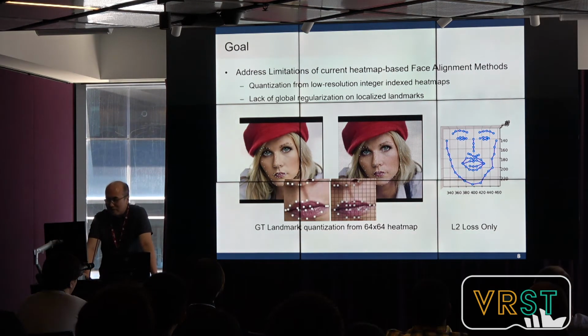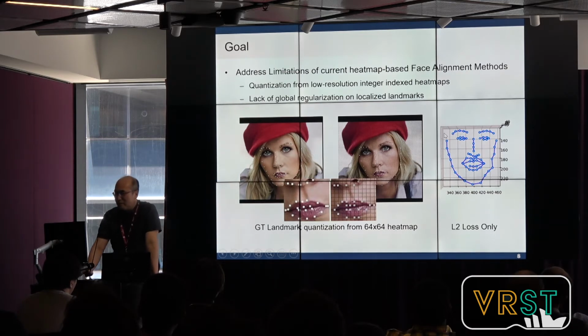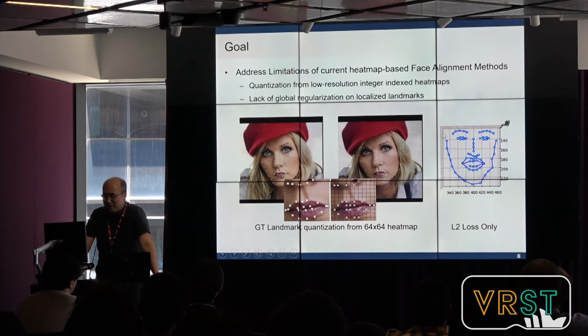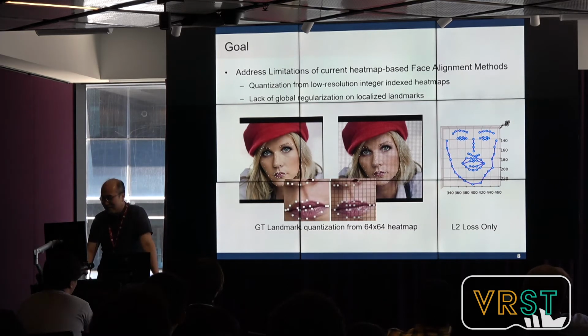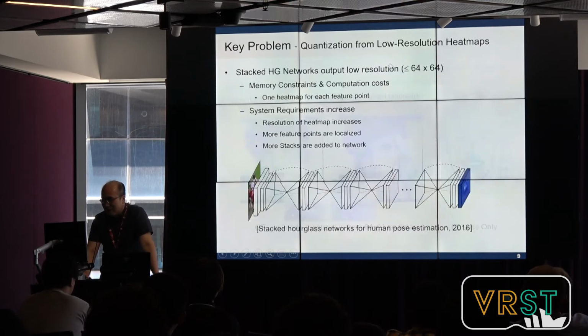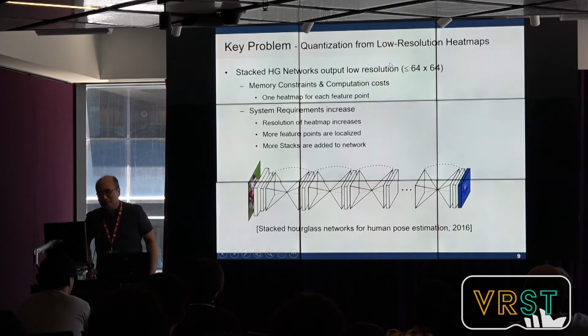Another limitation of the current method is that it doesn't have any global regularization. That means all these landmarks are estimated independently, without considering the coherence with other landmark positions. Yeah, let's talk about the first limitation.